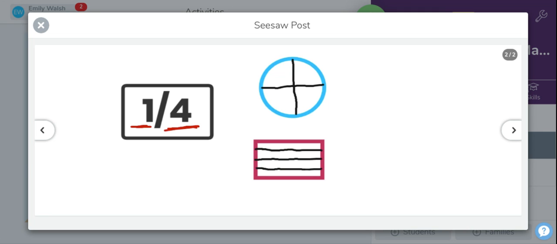So if I was going to color this circle, which is divided into 4 parts already, and this fraction says 1/4, that means my job is to color 1 of the 4 boxes in.